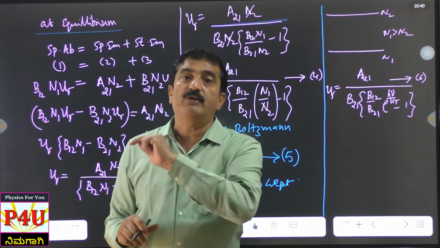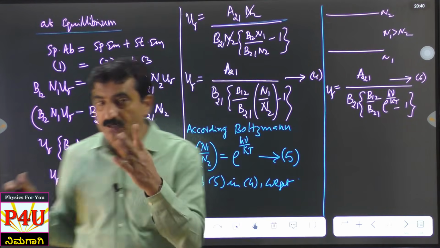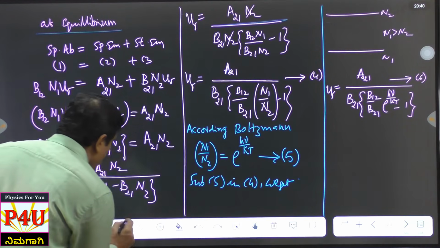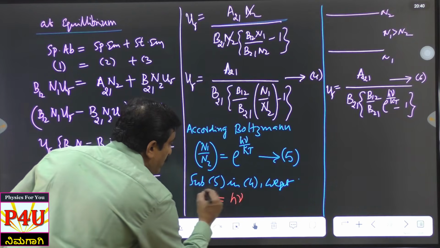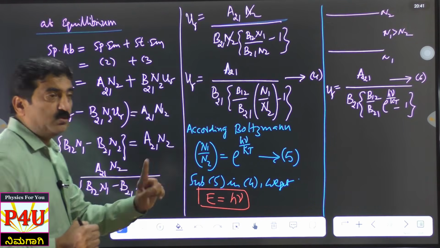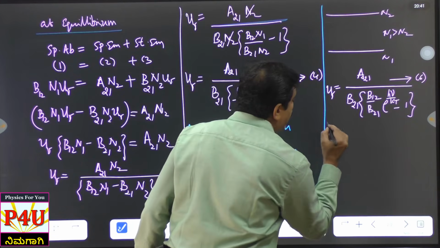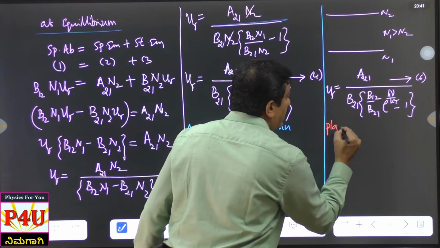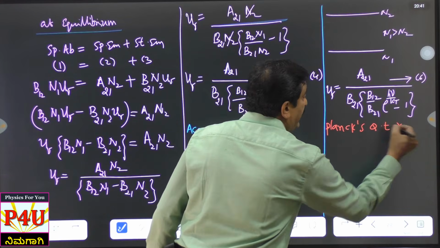But while coming to that conclusion, he derived one expression for energy. Normally we write E is equal to h nu, but E is equal to h nu or n into h nu. Before arriving at this equation, he derived one more equation, that is energy density equation, according to Planck's quantum theory of radiation.